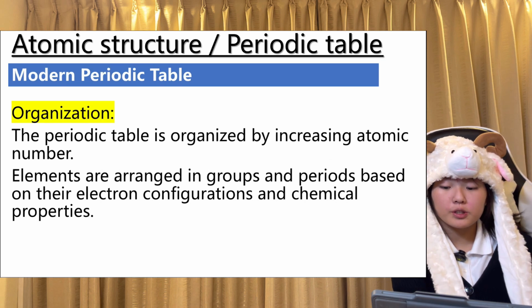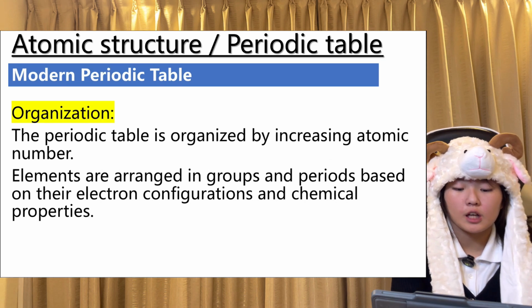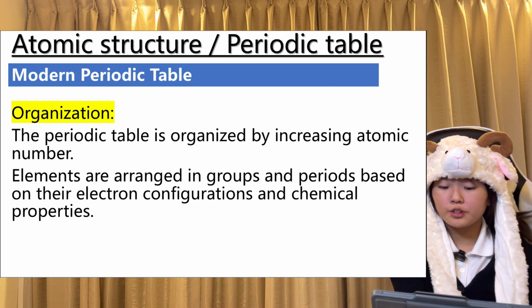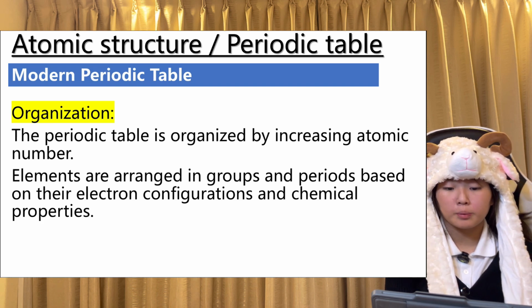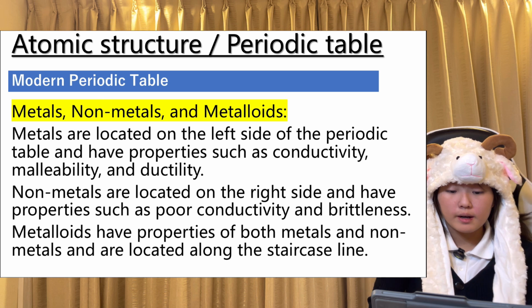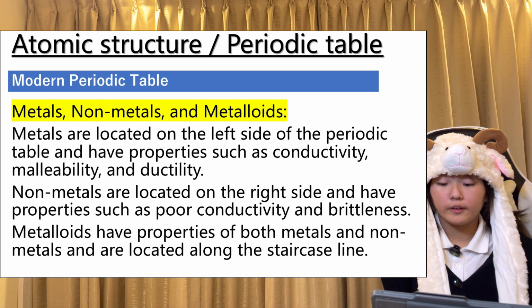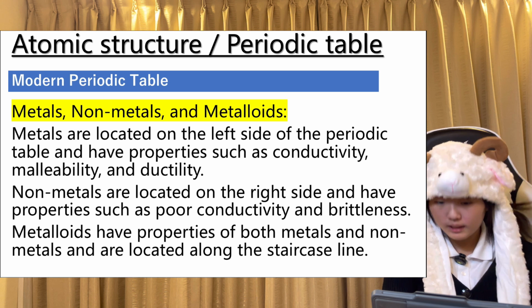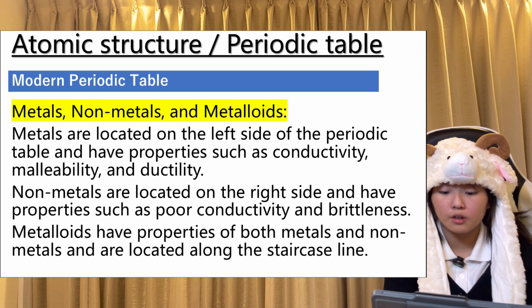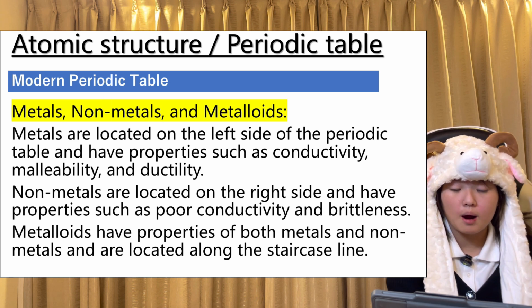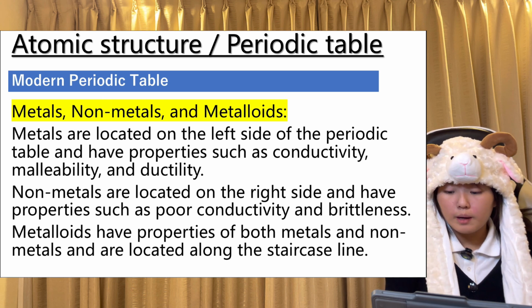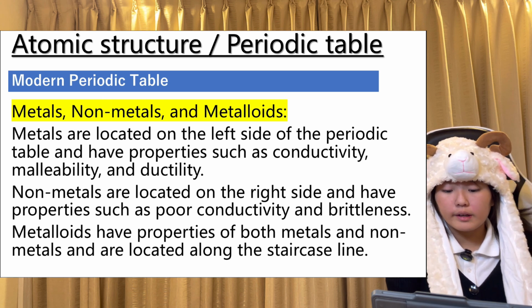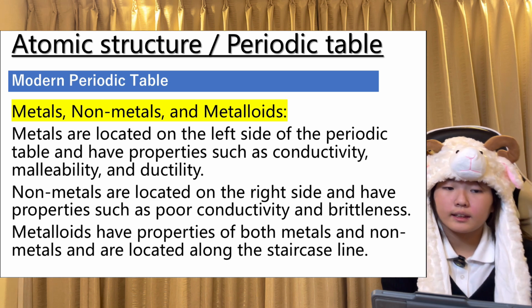The periodic table is organized by increasing atomic number. Elements are arranged in groups and periods based on their electronic configurations and chemical properties. Metals, nonmetals, and metalloids. Metals are located on the left side of the periodic table and have properties such as conductivity, malleability, and ductility. Nonmetals are located on the right side and have properties such as poor conductivity and brittleness. Metalloids have properties of both metals and nonmetals and are located along a zigzag line that looks like a staircase.